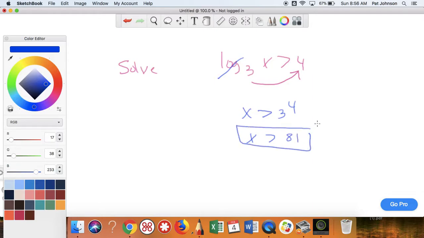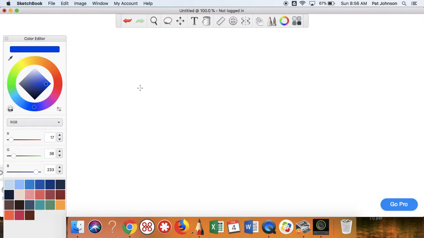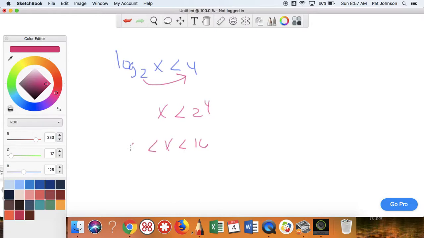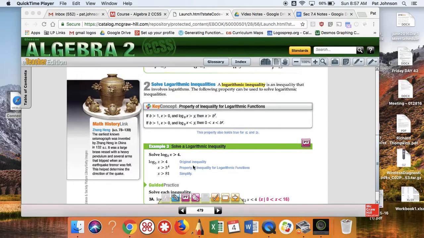Okay, so that's when you have a greater sign. What if you have a less than sign? Look at guided practice 3b. It says solve log base 2 of x less than 4. Well, again, you're going to change it to an exponential, so x is less than 2 to the 4th, x is less than 16. However, it has to be greater than 0 because x can't be negative, correct? So because it's an inequality and we have a range of solutions, that's why we have to add that greater than 0.